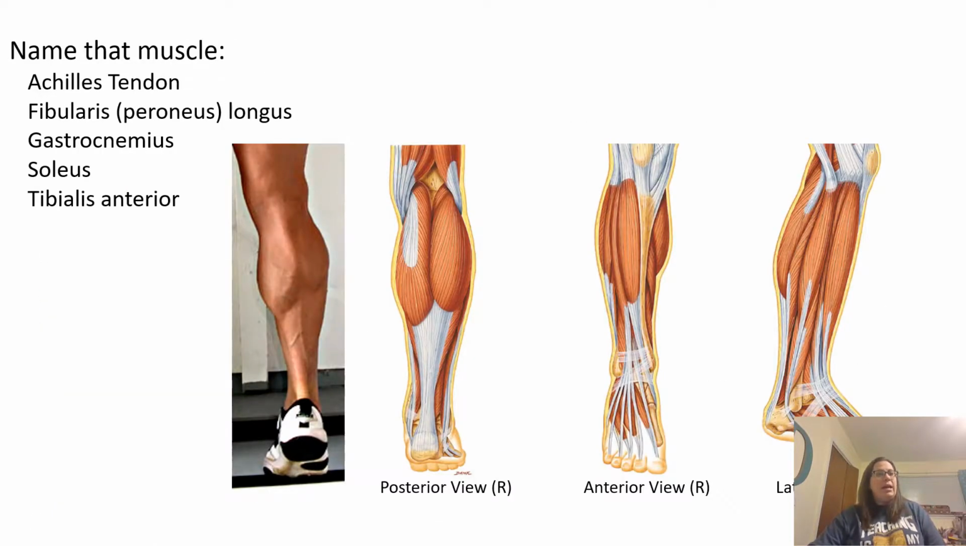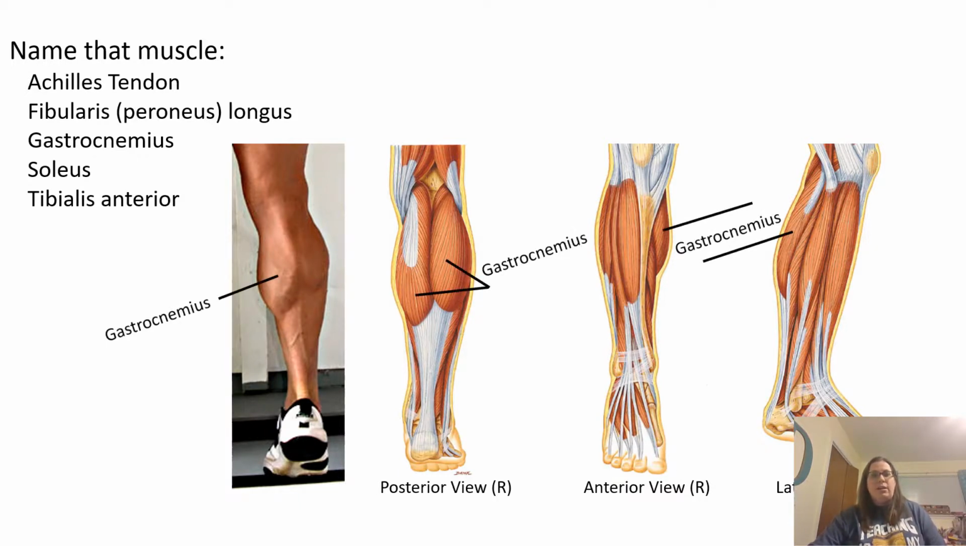All right, so again, let's look at this whole idea of naming the muscle. All right, so when we're looking here, this is what we would call the gastrocnemius. You can see it on multiple angles. You can see it from the back posterior view, the anterior view, and the lateral view. Okay, we also see that it's going to be held in place by this tendon, which is the Achilles tendon. Okay, this next area is on the front part of the leg. This is going to be the tibialis anterior.